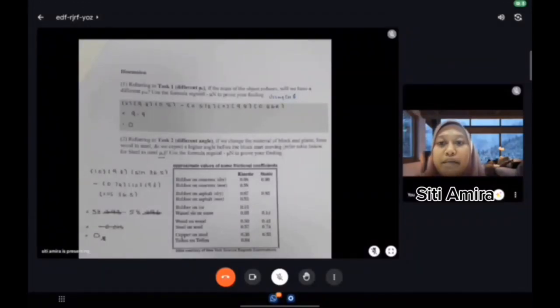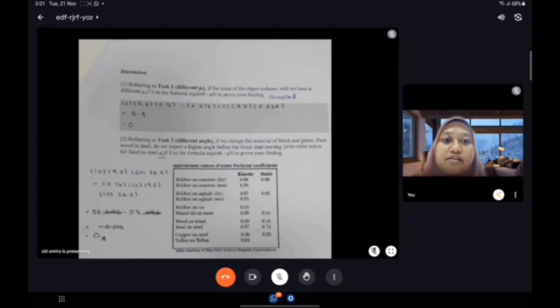Hello, my name is Siti Amira, program SEH Group 3. I will explain the discussion part. Discussion for number 1, referring to task 1, different μs. If the mass of the object reduces, will we have a different μs? Use the formula mg sin theta minus μs mg cos theta to prove your finding.